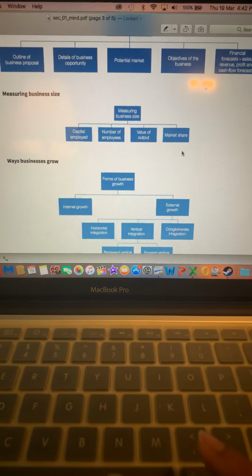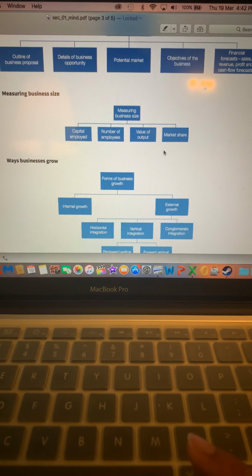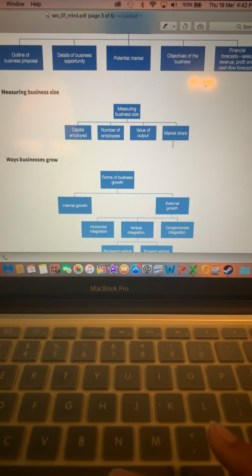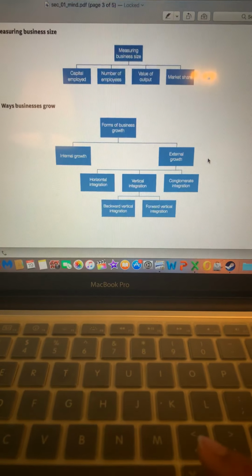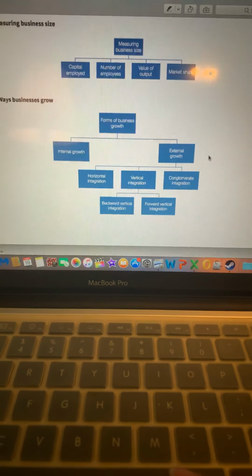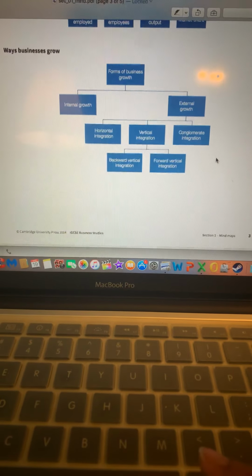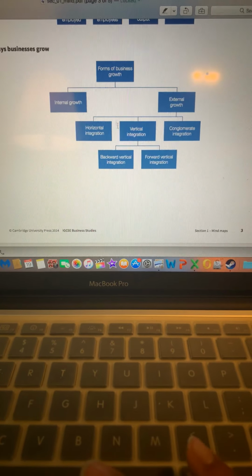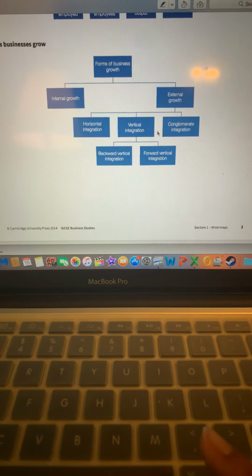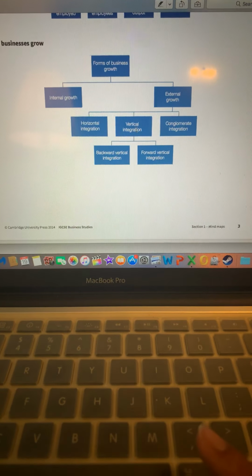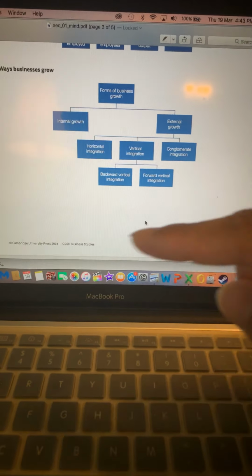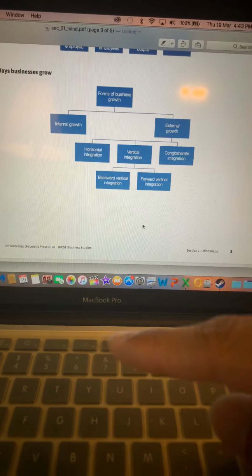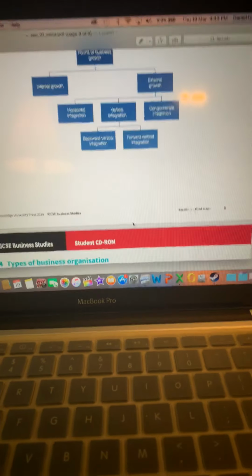Measuring business size, like I mentioned in the previous video, we do not use profit to measure size, but we talk about capital employed, number of employees, value of output, market share. The fifth one they mentioned in the marketing scheme is sales, or revenue. Ways business grow: we have internal growth, external growth. There are three types of external growth: horizontal, vertical, and conglomerate integration. Vertical integration has backward and forward, meaning from primary sector, secondary sector, tertiary sector, or tertiary sector backwards down to primary sector. If you guys need further clarification about that, let me know.